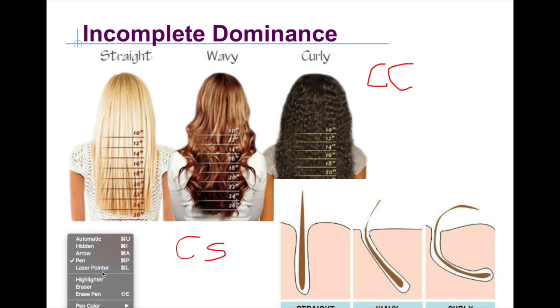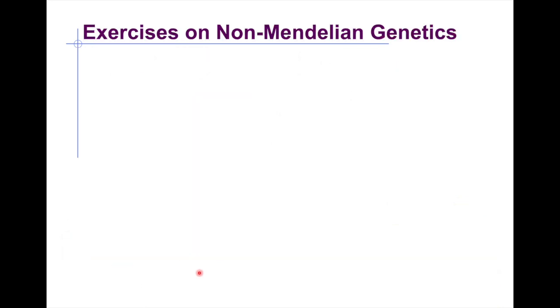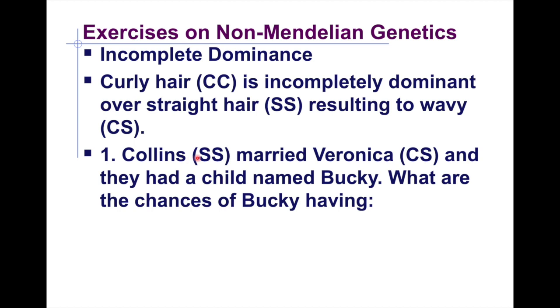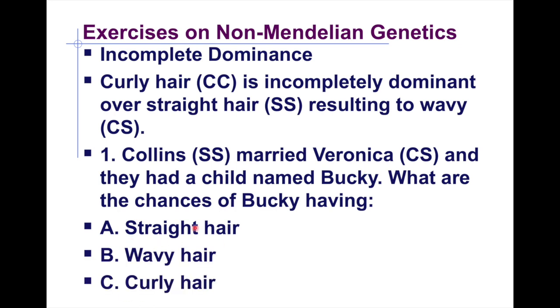Next slide. Now we'll have a short exercise. For incomplete dominance, curly hair is incompletely dominant over straight hair, resulting in wavy hair. So we have Collins, who marries Veronica, and they have a child named Bucky. So Collins has straight hair. Veronica has wavy hair. So what are the chances that Bucky will have the following?